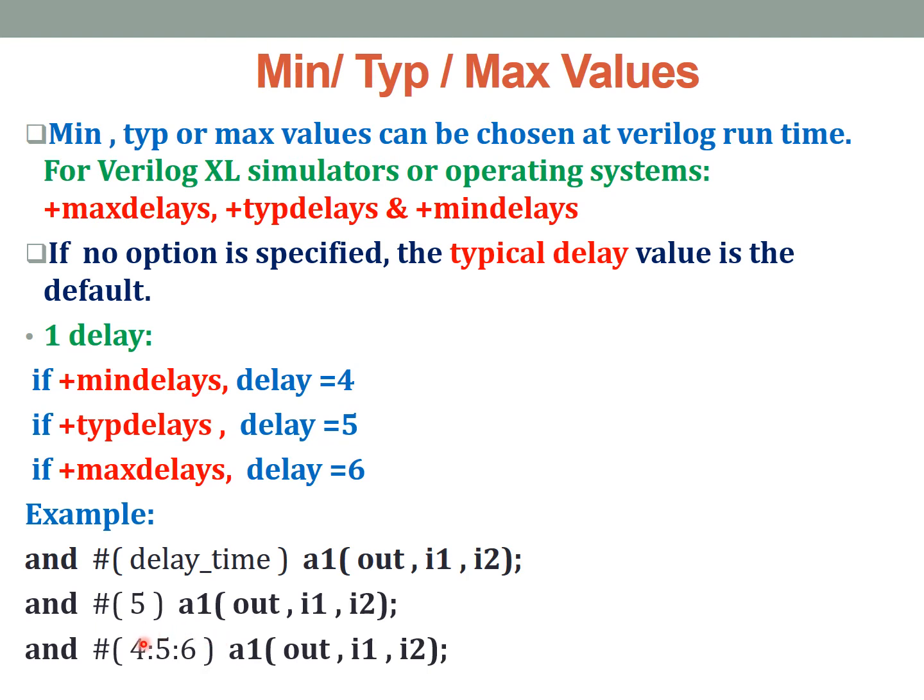But the difference is rise delay, if you are considering rise delay, the minimum value is 4, typical value is 5 and the maximum value is 6. Similarly, what is the fall delay in this case? The minimum value is 4. The typical value is 5 and the maximum value is 6. And for the turn off delay, the minimum value is 4, the typical value is 5 and the maximum value is 6. So for all 3 things, the same value is applied.